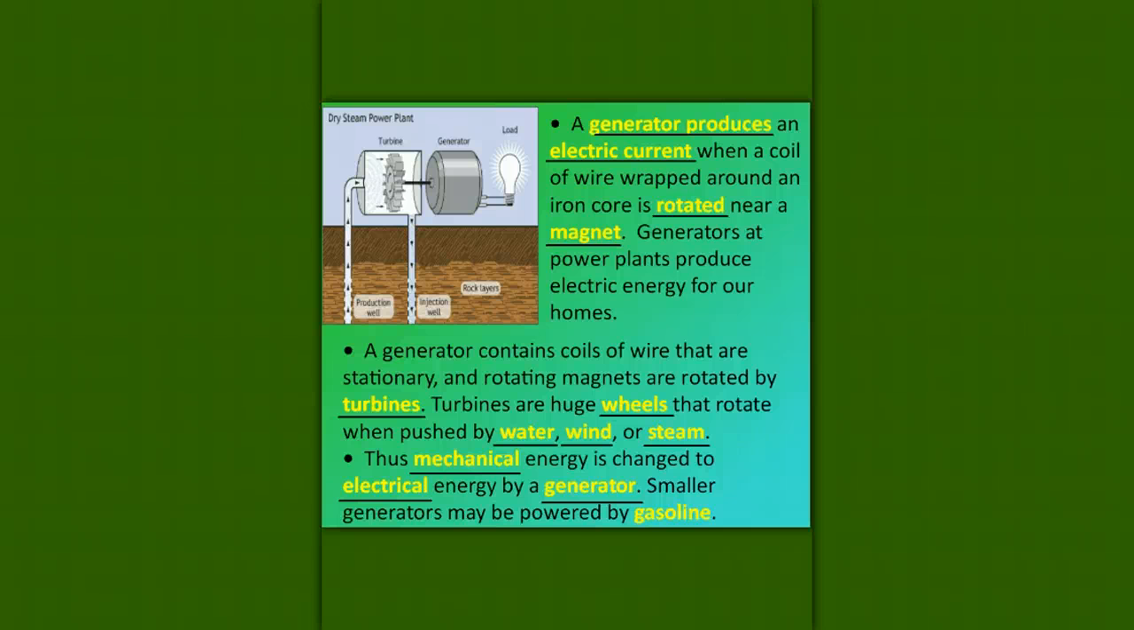A generator, on the other hand, produces an electric current when a coil of wire is wrapped around an iron core and that's rotated near a magnet. Generators at power plants produce electrical energy for our homes. So here's a generator, and it is a coil of wire wrapped around an iron core. So there's a coil of wire inside here, and it's wrapped around an iron core, and then that's rotated near a magnet, and that magnet allows it to generate electricity.